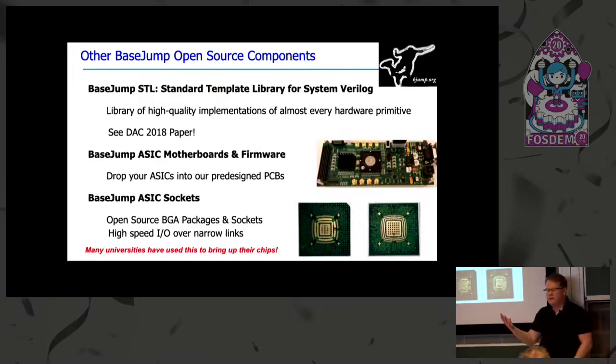This is a library of very high quality implementations of almost every hardware primitive that you can think of. You want routers, you want arbiters, you want caches, you want networks, you want high-speed links that go off your chip. All of these things we've developed over the last 10 years in our group, and we've really iterated on their quality and also results. And it's all been tape-out validated.